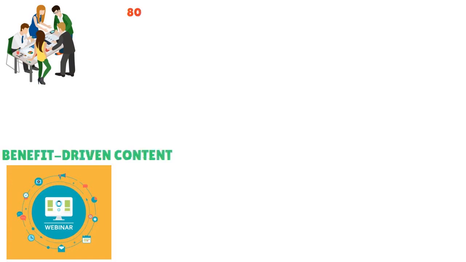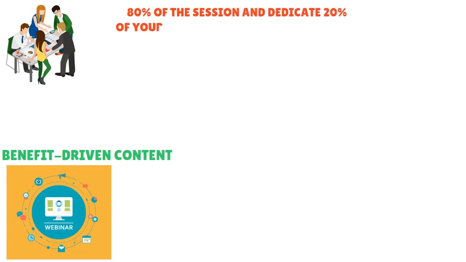Because remember, when we have a webinar, you're going to have the primary topic, and you're going to have secondary topics, 1 or 2 or 3 or 4. So we have the core topic and the ancillary topics. Okay, generally you should cover your main topic, benefit-driven content, for let's say 80% or 75% of the session, and dedicate 20% of your webinar to pitching your offer, 20% or 25%.